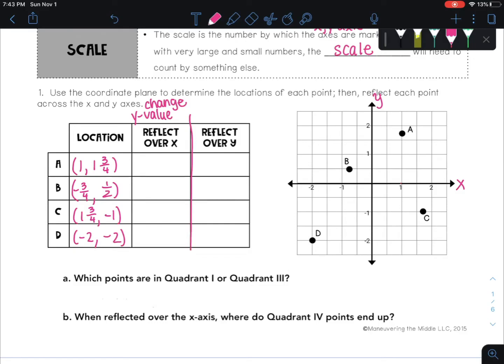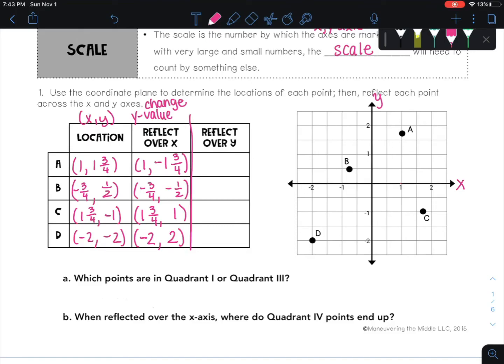Okay, so let's practice that. So remember, our points are x, y. So if the y value changes, that means the first number is x and it's going to stay the same. The second number is y and it's just going to flip to its opposite. First number stays the same. Second number becomes its opposite. First number stays the same. Y value becomes its opposite. Okay?